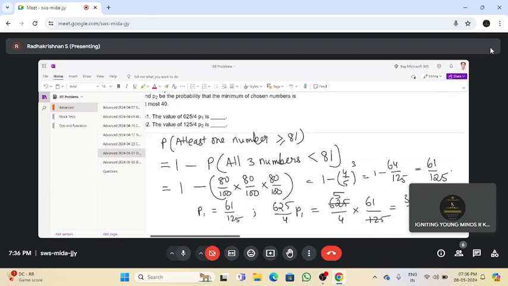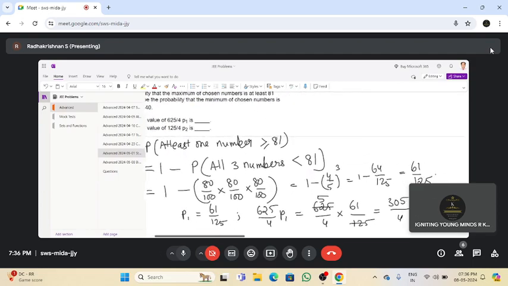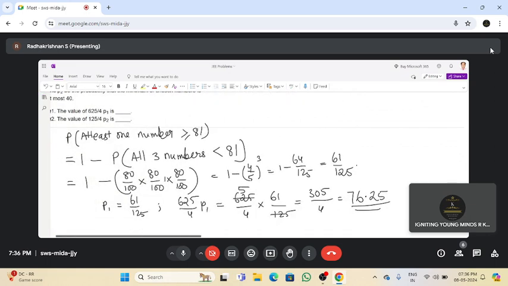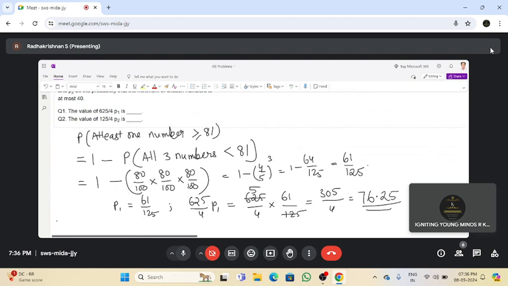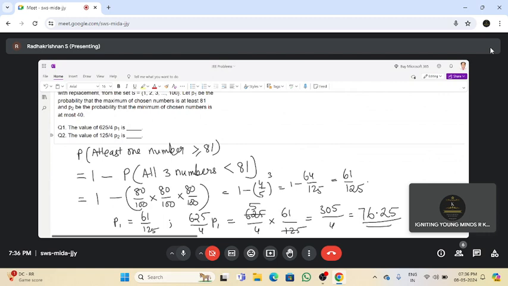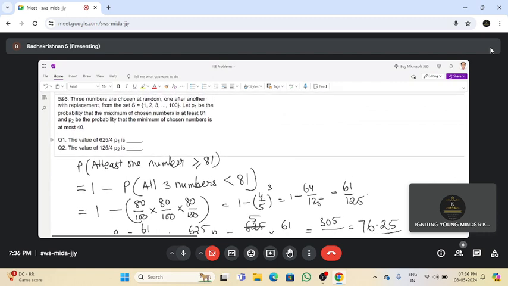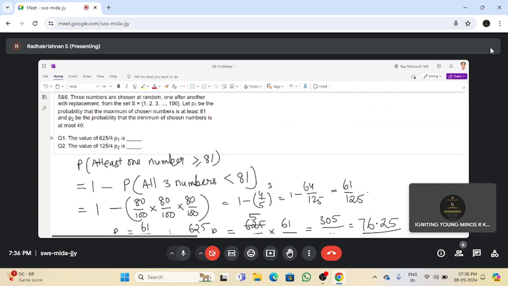So our first part we did. This is the first part. I'm not able to show both the problem and the solution. What do you think? So now, please do the second part if you have not done it already.